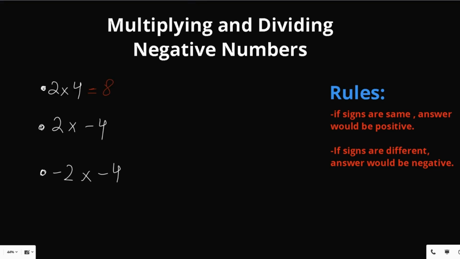2 multiplied by negative 4. 2 is positive, 4 is negative. This means I have opposite signs, and if the signs are different, the answer would be negative. So it's going to be negative 8.